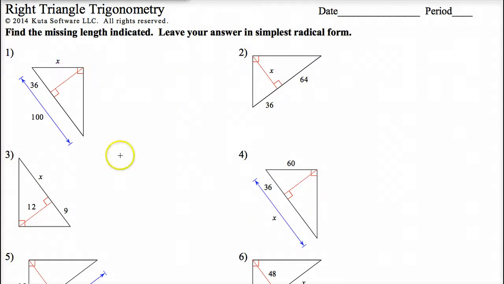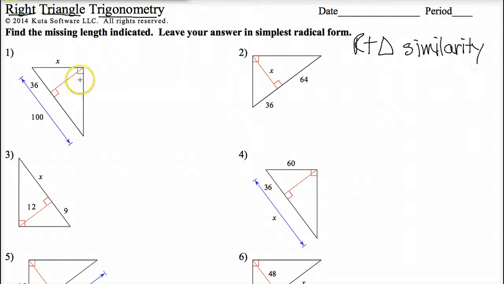Okay, so I'm going to draw on here and do some problems, and we're looking at some right triangle trigonometry. These first parts are kind of interesting because even though it's introduced in this idea of right triangle trigonometry, it's really similarity. So this is right triangle similarity, you could say. It's a little bit different there.